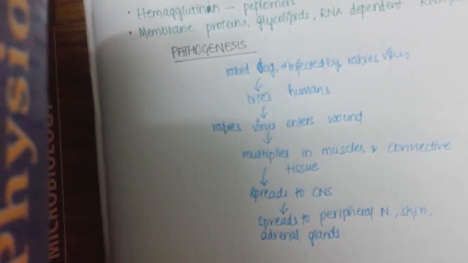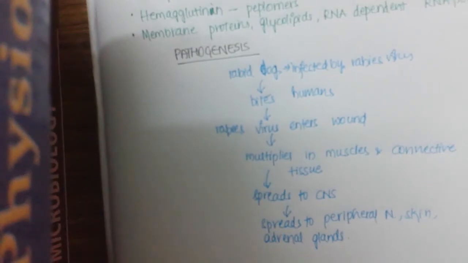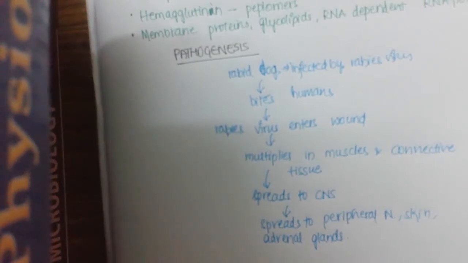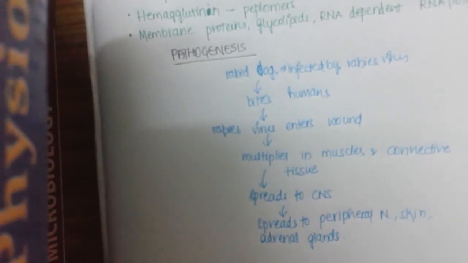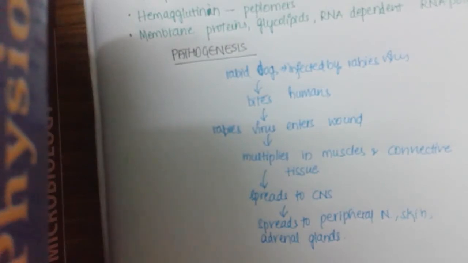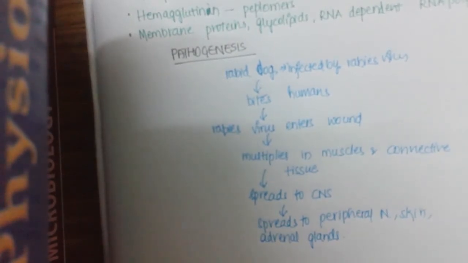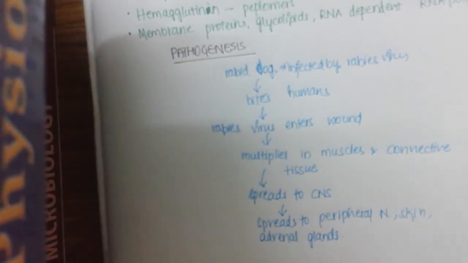This rhabdovirus, the dog which is infected by rabies virus, bites humans. Whenever it bites humans, the rabies virus enters through the wound into muscles, and then through connective tissue spreads to the CNS, and then from there it spreads to peripheral nerves, and then skin and adrenal glands. So this is the pathogenesis of rabies virus.